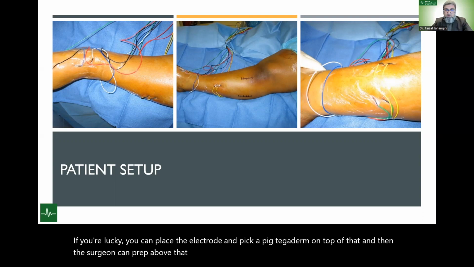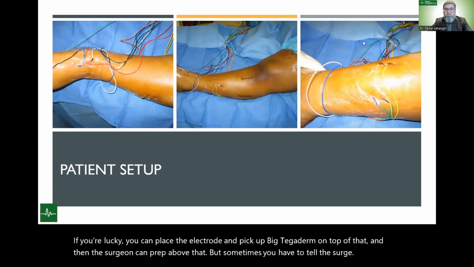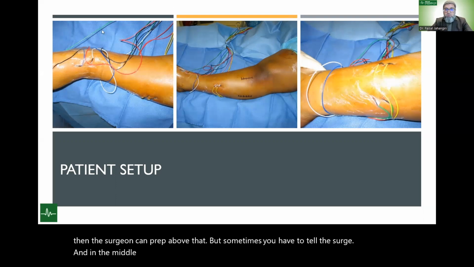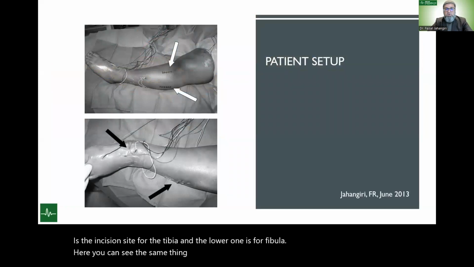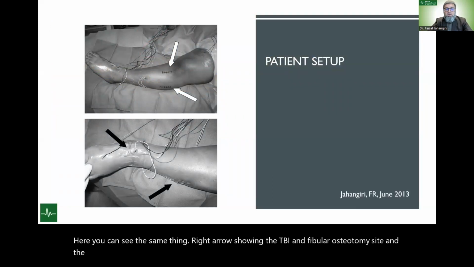But sometimes you have to tell the surgeon. And in the middle picture, we can see the two marks. The upper one is the incision site for the tibia, and the lower one is for the fibula. Here we can see the same thing: the white arrow showing the tibia and fibular osteotomy site, and the black arrow, they're stimulating for the peroneal nerve on the dorsal.